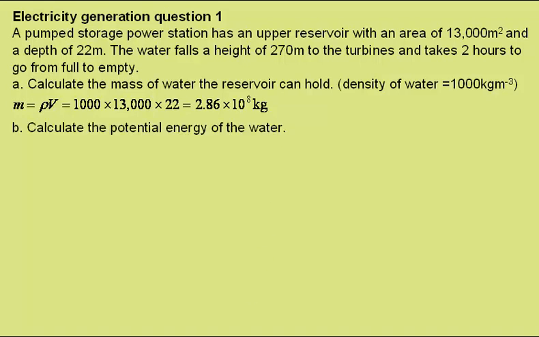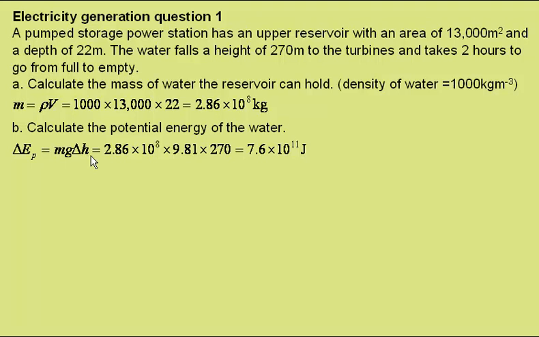Part B. Calculate the potential energy of the water. Well, the change in potential energy of an object is given by its mass multiplied by the gravitational field strength multiplied by the change in height.